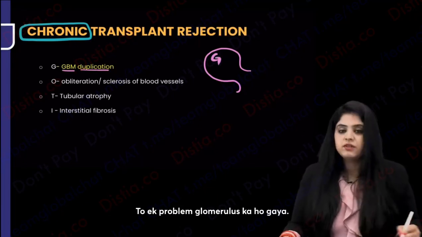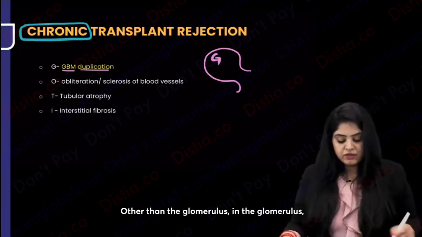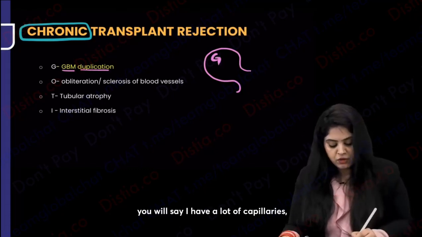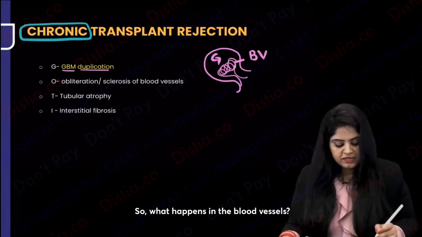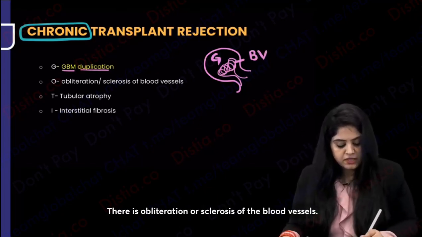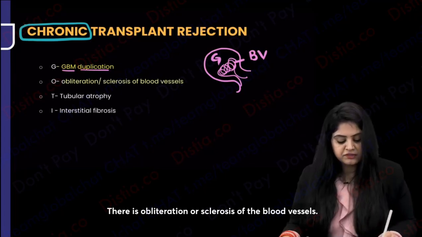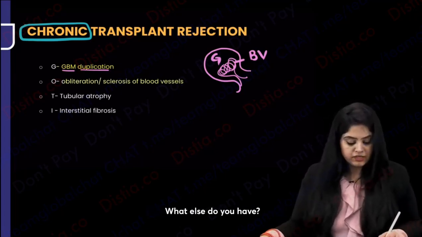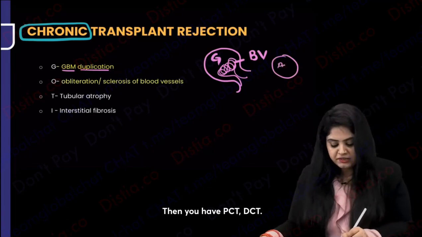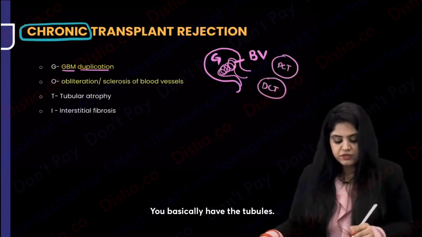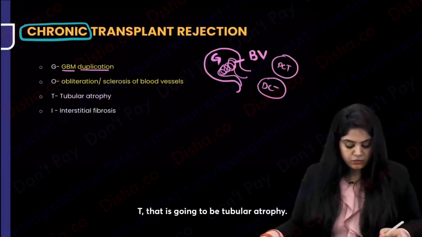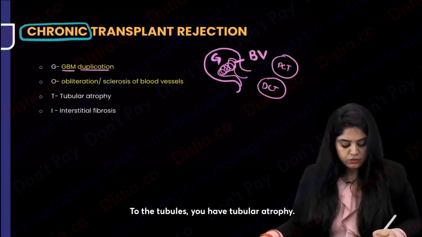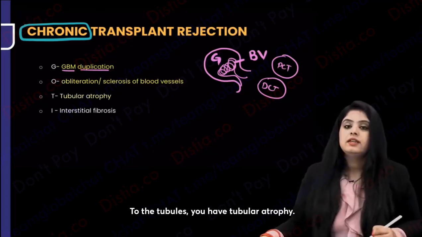So one problem is in the glomerulus. Other than the glomerulus, in the glomerulus you will say I have a lot of capillaries, a lot of blood vessels. So what happens in the blood vessels? That is the next part. There is obliteration or sclerosis of the blood vessels. So blood vessels are also affected. What else do you have? Then you have PCT, DCT. You basically have the tubules. What is happening to the tubules? That is going to be tubular atrophy. To the tubules, you have tubular atrophy.